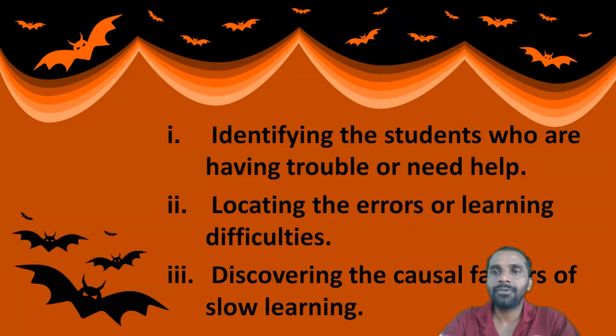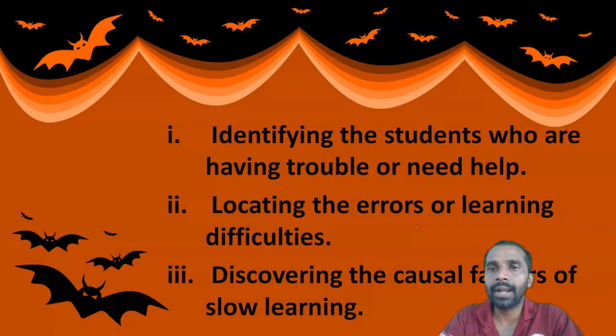Next, one has to locate the area where the error occurs in order to have a deeper insight into pupils' difficulties. Second one, locating the errors or learning difficulties. After identifying the students who need help and visualizing the necessity of additional instructional material to improve the quality of learning, your main role is to find out the area where the learner commits mistakes, or which is the area where learning difficulties lie.